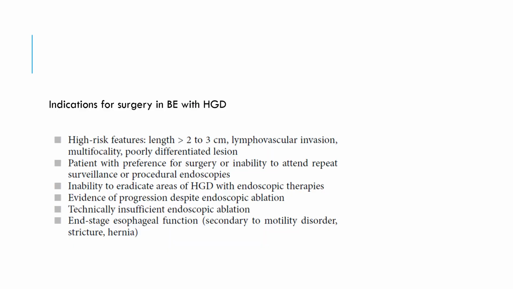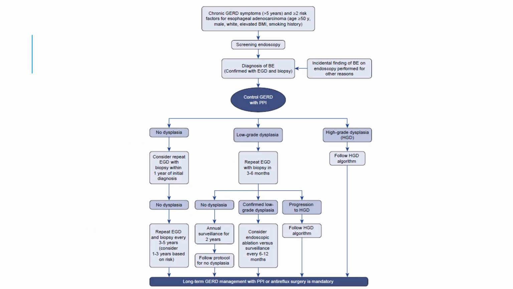Now, what are the indications for surgery in Barrett's with high-grade dysplasia? High-risk features like length more than 2 to 3 centimeters, lymphovascular invasion, multifocality, poorly differentiated lesion, or the patient prefers surgery or is unable to attend repeat surveillance or procedural endoscopy, inability to eradicate areas of high-grade dysplasia with endoscopic therapy like ablation, evidence of progression despite endoscopic ablation, technically insufficient endoscopic ablation, or end-stage esophageal function secondary to motility disorder like stricture or hernia. So this, in short, is a flow chart showing what you do in GERD.